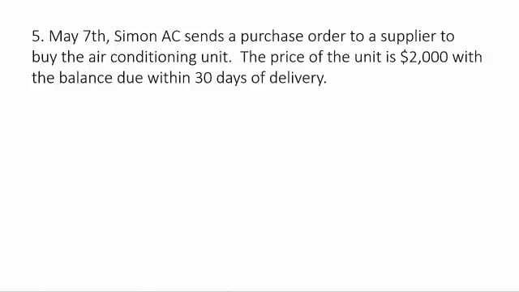Now, our fifth transaction happened on May 7th, where the company sends a purchase order to a supplier to buy the air conditioning unit. The price of the unit is $2,000 with the balance due within 30 days of delivery. This kind of feels like the reverse of the customer order, and it is. There's no accounting entry because we have no asset and we don't owe any money yet until we do.